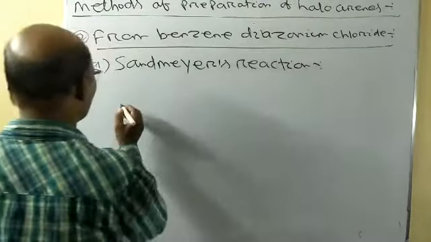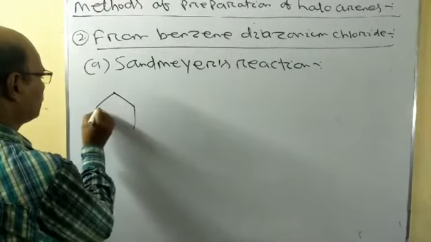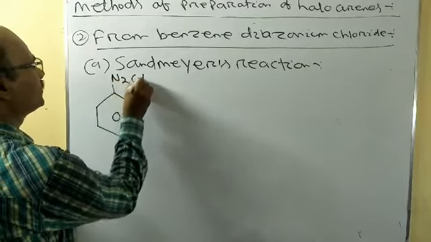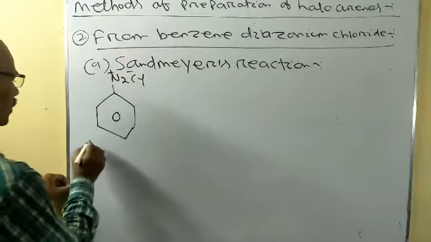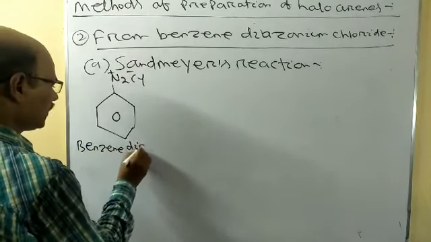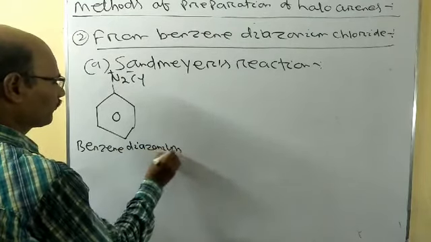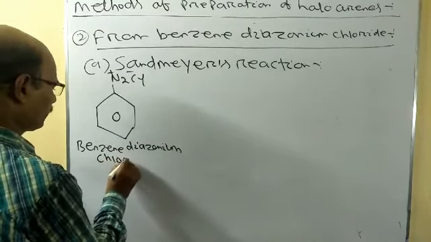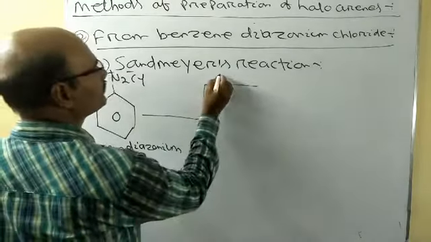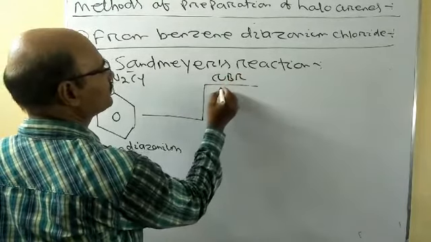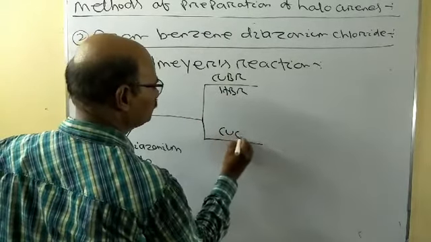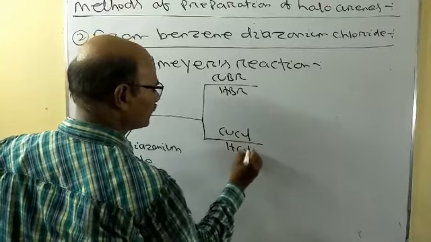See, when you take your N2Cl, that is N2 plus Cl minus, this is called benzene diazonium chloride. So this can undergo, if I take CuBr, HBr, or if I take CuCl, HCl.